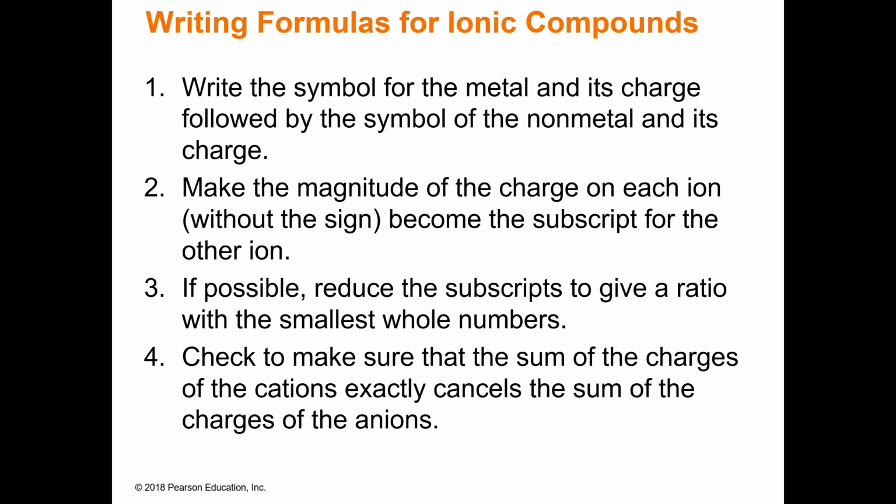Here's a simple 4-step guide to writing ionic formulas. First, write the symbols for the metal and nonmetal, along with their charges. Second, cross the magnitudes of the charges and use them as subscripts for the other ion. Third, reduce the subscripts to the lowest whole number ratio if possible. Last, double-check: the total positive and negative charges must cancel out.